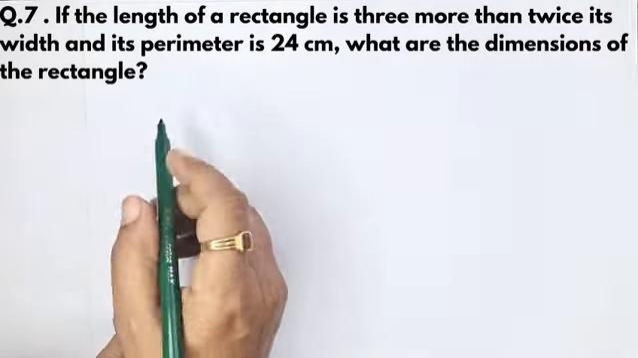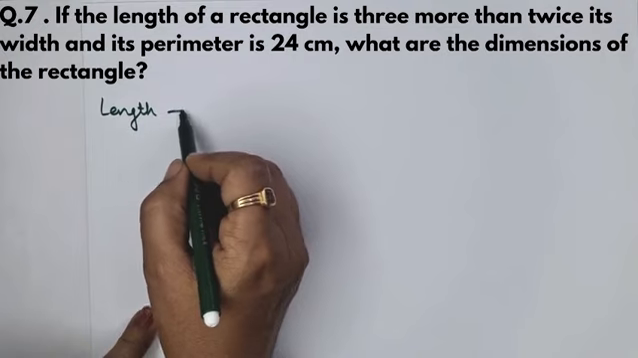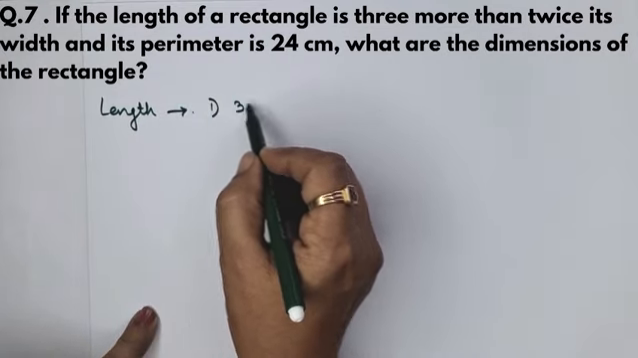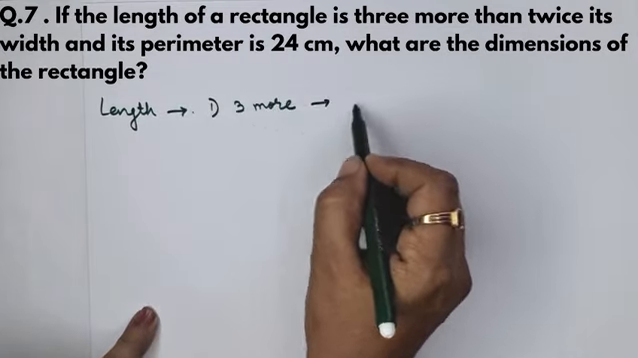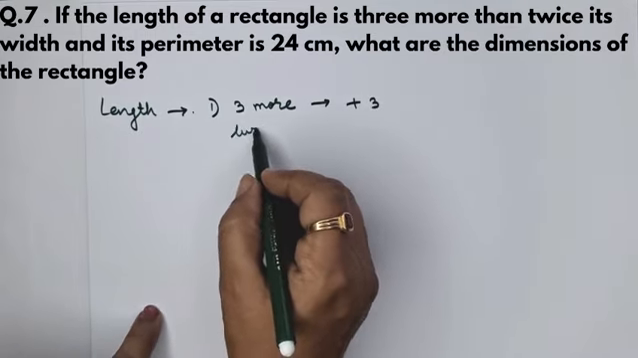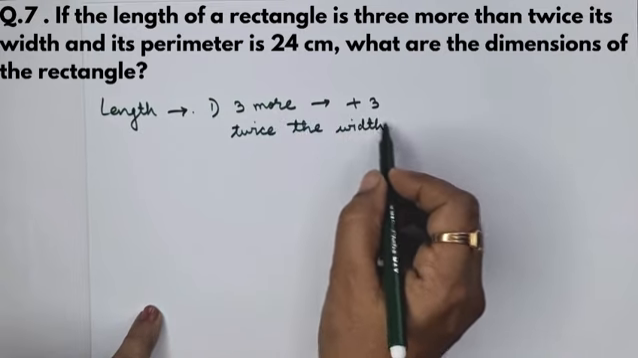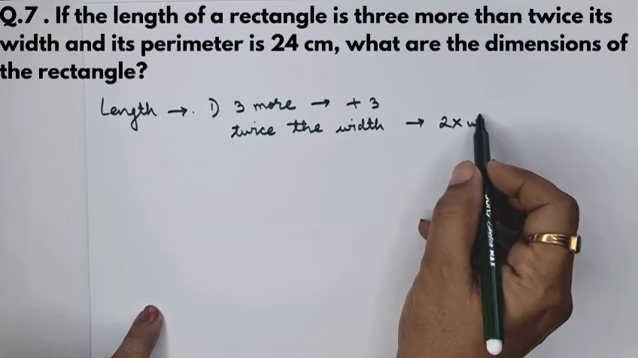In this question number 7 of exercise 2.2, let us find the value of length. Now here, length is given 3 more than twice its breadth. What is 3 more? 3 more is plus 3. Now, what is twice its breadth or twice its width? It means 2 into width.